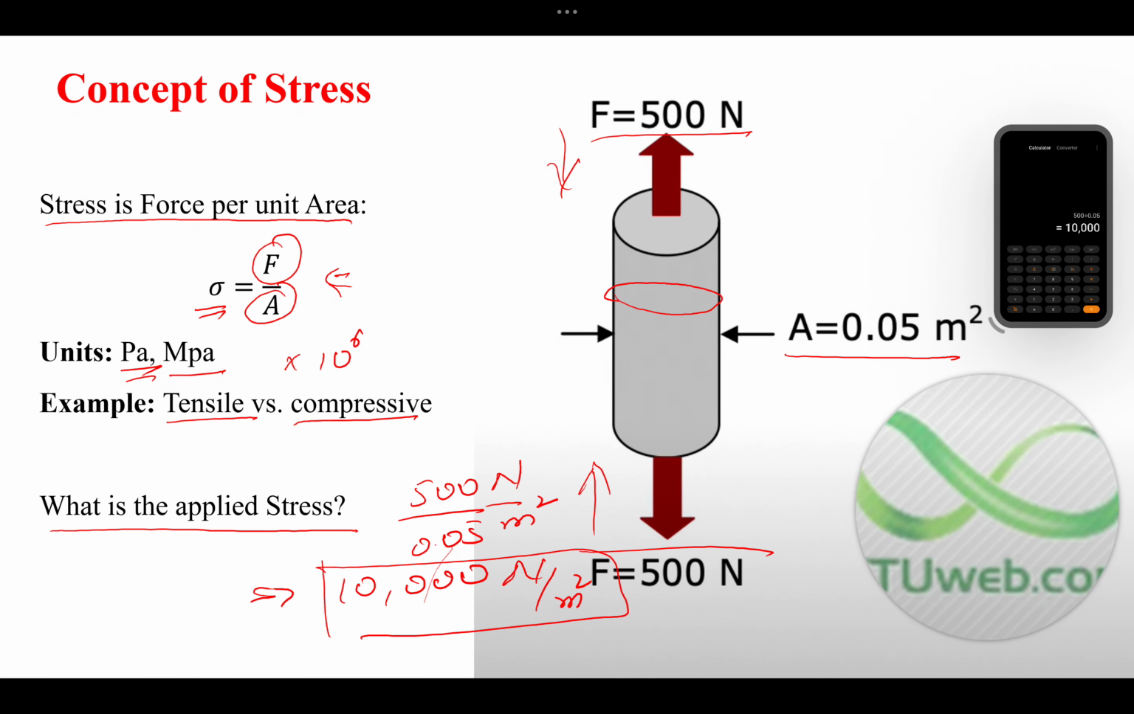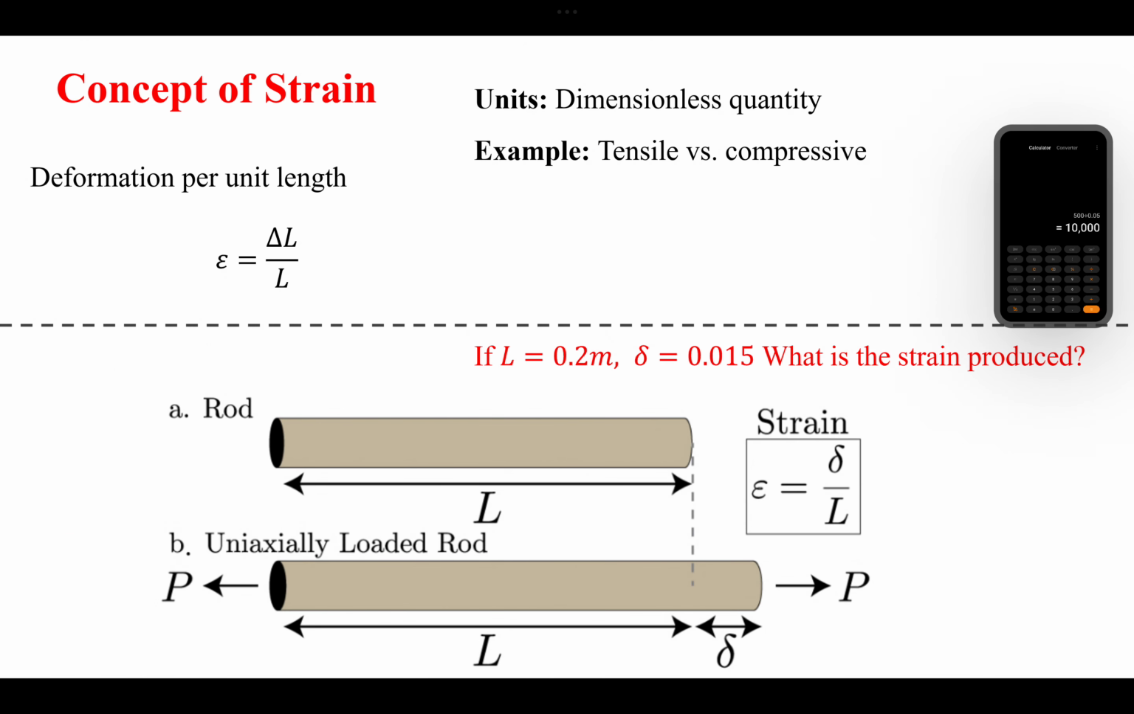Let's talk about the second quantity, which is strain. Now strain is deformation per unit length. So it is the change in length divided by the original length. For example, this rod A is shown here. The original length is L, but after applying the force P, we get some change in length, which is here represented as delta. Here it is represented as delta L, so whatever you use, just be consistent.